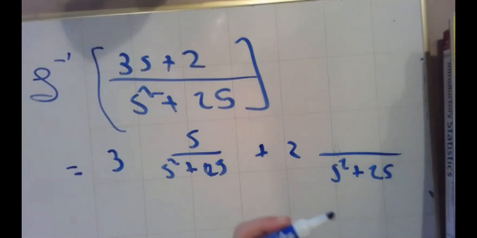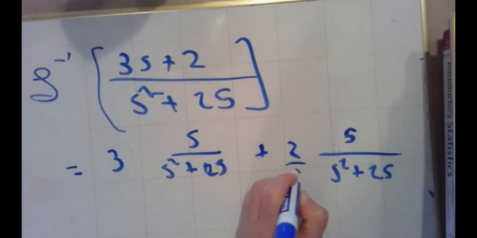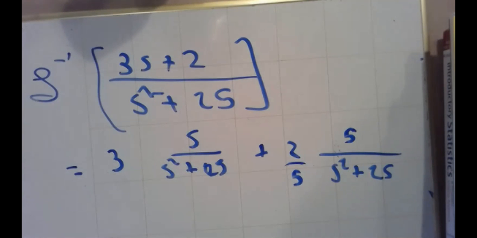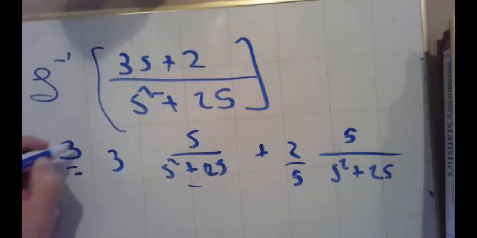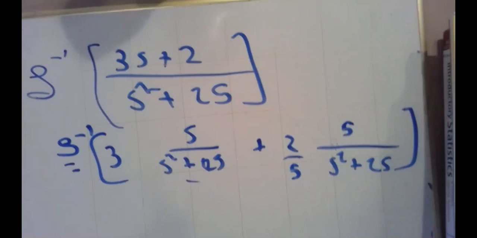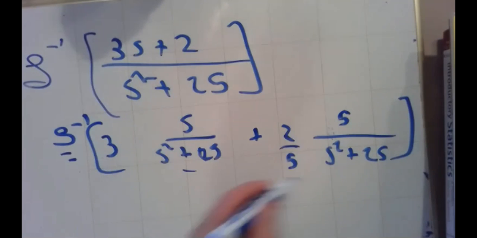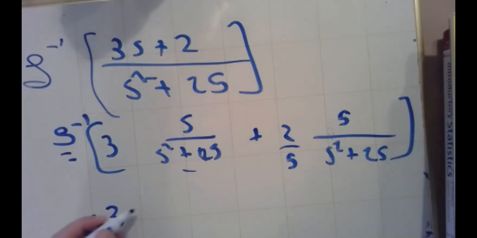Now to use that sine formula, I need to have a 5 up here. In order to get that 5, I need a 1/5 in there. This is cosine. Let's write this if we want the inverse transform. The inverse transform of that is cosine. The inverse transform of this is sine. So we get 3 cos of 5x.